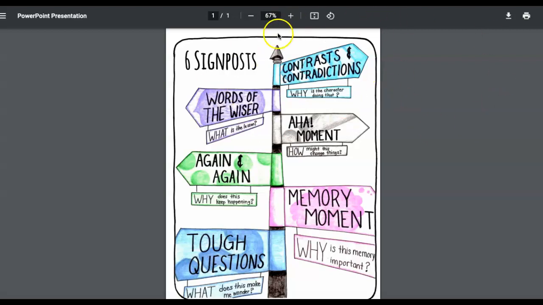contrast and contradictions. So this is when an author has a character and all of a sudden that character acts in a way that contrasts or is different with how we would expect that character to act or with how we have seen that character acting previously. When an author makes a change like that with a character, you know that the author's trying to show you something very important about that character. You must stop and ask yourself, why would the character act this way?